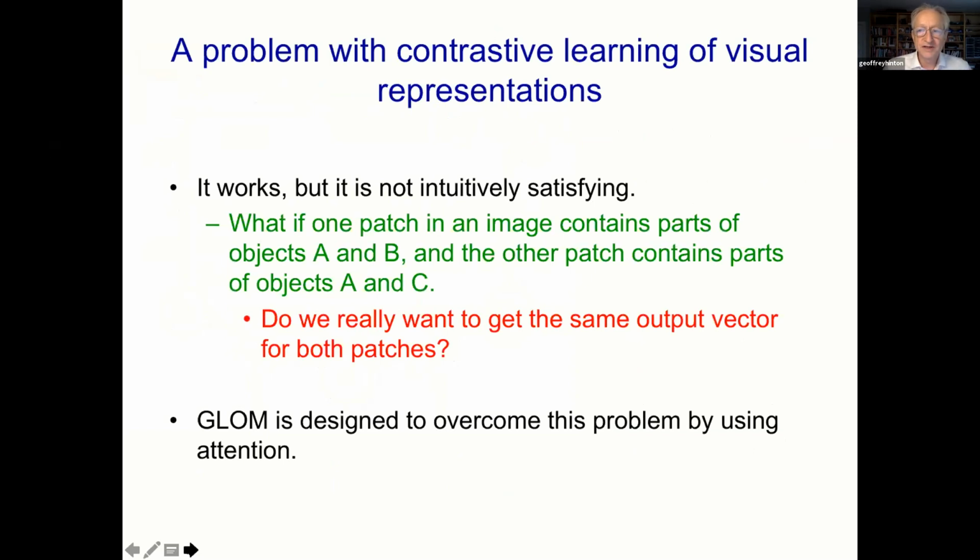Now, there's a problem with this kind of contrastive learning. It's not really intuitively satisfying, at least not for finding objects. If you take two different patches of an image, two different crops, one patch might contain A and B, and the other patch might contain A and C, and you don't really want to get exactly the same output vector for both patches. What you want is to get the same output vector for the two bits that contain A, and different vectors for the bits that contain B and C. And Glom is designed to overcome that problem by using attention.